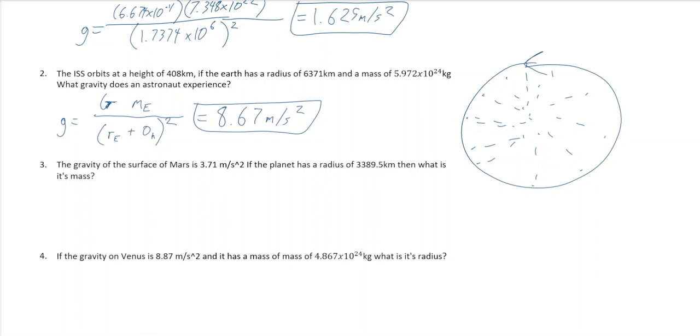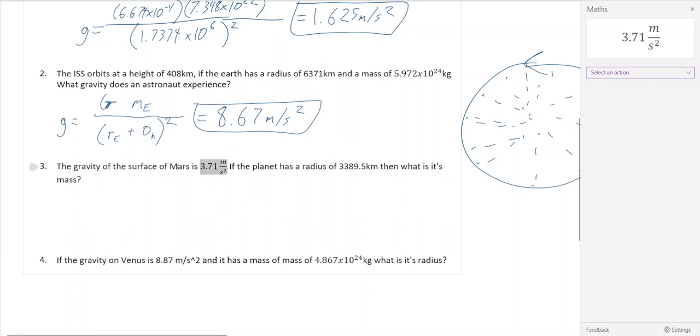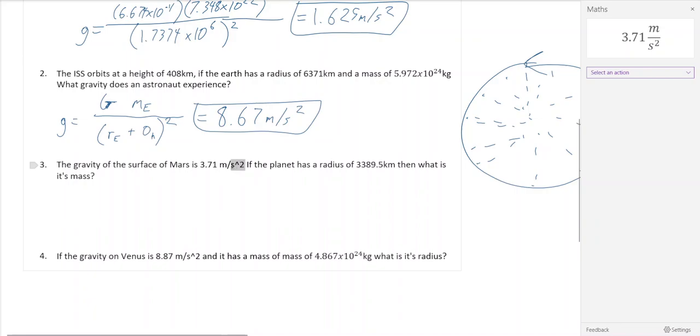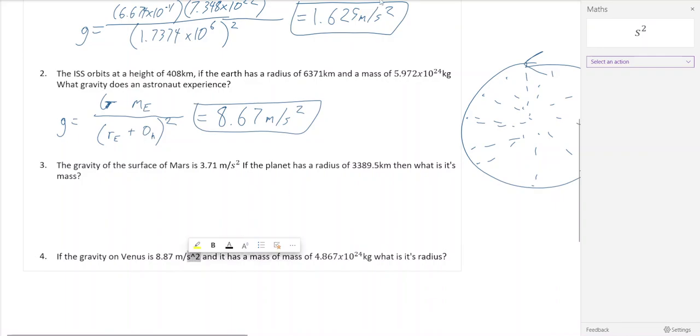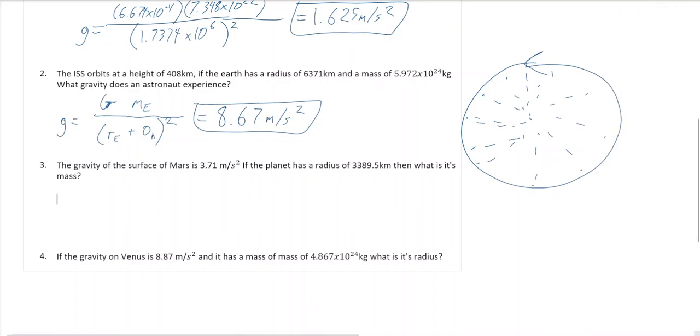The gravity of the surface of Mars is... Oh, and I wish I would have done this earlier. Sorry about that. It's just easier if I do this. It looks prettier. There you go. Okay, so the gravity of the surface of Mars is 3.71 meters per second squared. If the planet has a radius of that, then what is its mass?